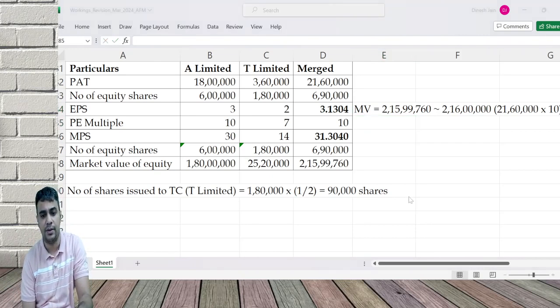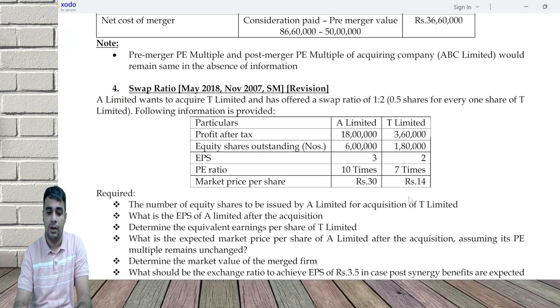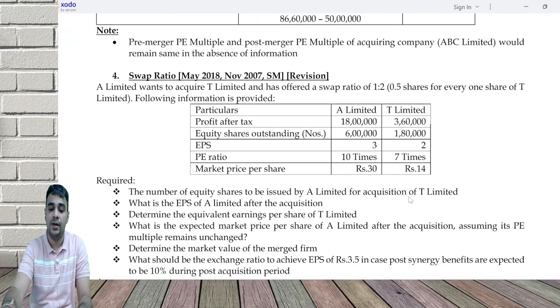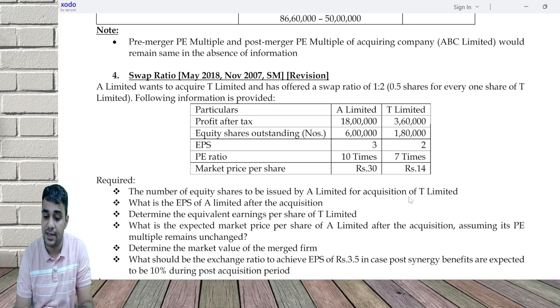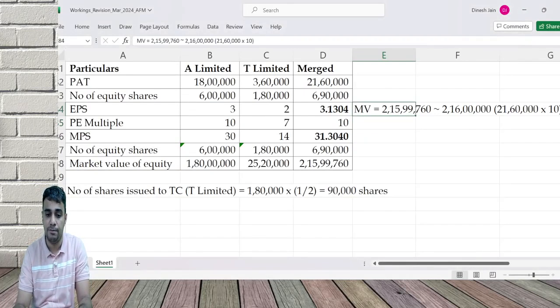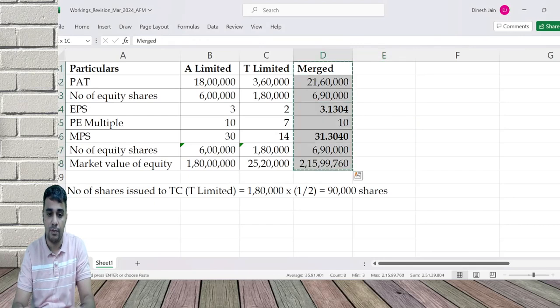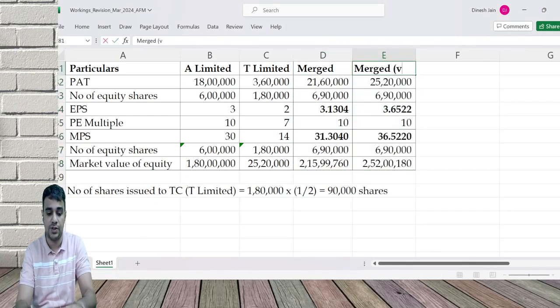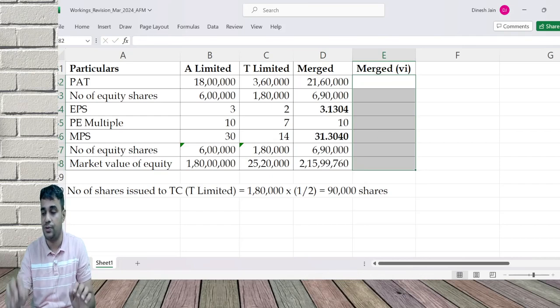What is the last requirement? To achieve EPS of 3.5 in case there are synergy benefits of 10% during post acquisition period. I will open an extra column now. Merged situation 6.